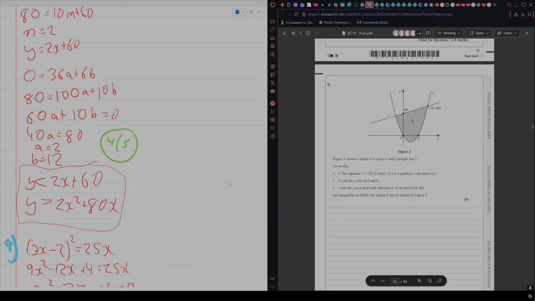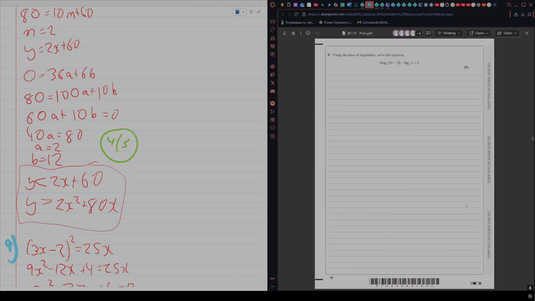I think it's y is less than this quadratic, and y is greater than the quadratic, which is wrong. But this is right. The quadratic itself is right, and this first inequality is right. But I think this inequality is the wrong way around. And let's go to the next question.